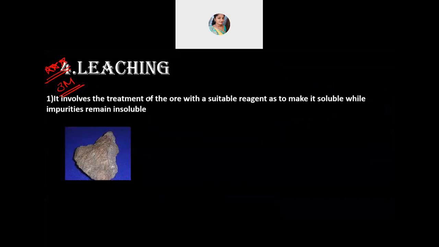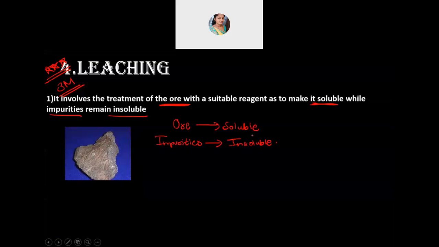Now how is it happening? Here the chemical substance is chosen in such a way that the ore which you are going to separate is soluble in it, forming a soluble compound, and the impurities present in this ore should be insoluble. Just understand here, that's how the choosing of that chemical substance has to be done.